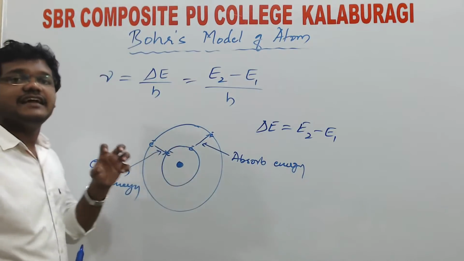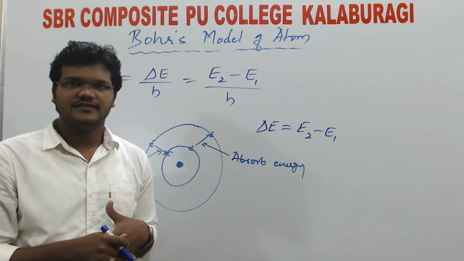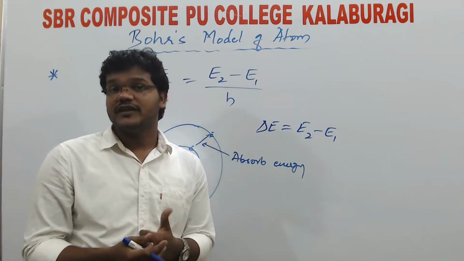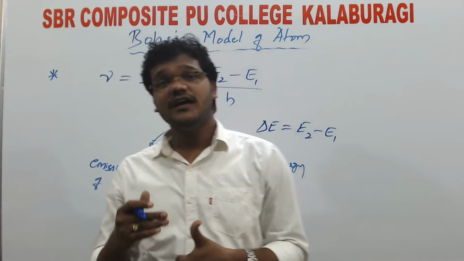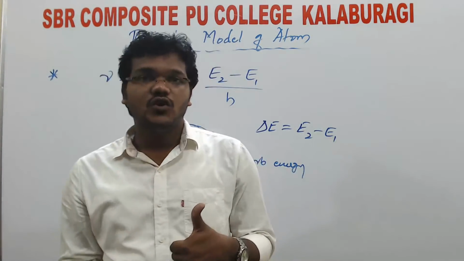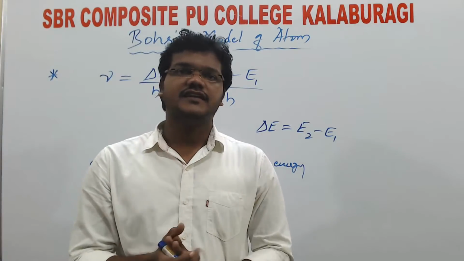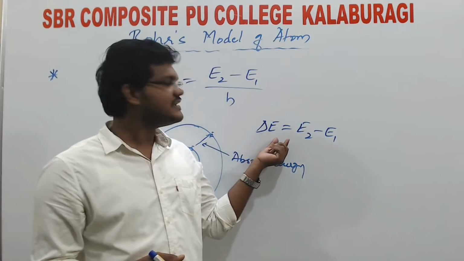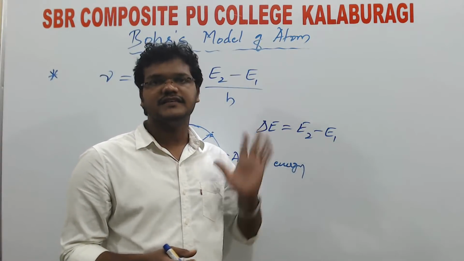Change in energy. That is the energy of the electron, gain or loss. So this is the fourth postulate. What is the fourth postulate? You tell me. If an electron jumps to a higher energy level, it absorbs energy. If it comes back to a lower energy level, it emits energy. So that is the change in energy. That change in energy is written as delta E is equal to E2 minus E1.